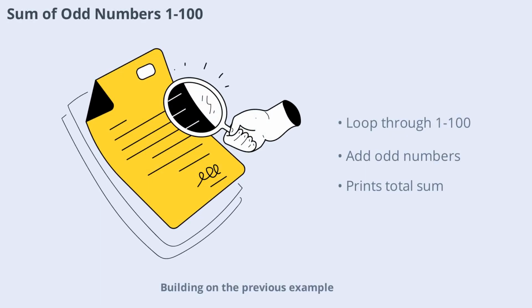Building on the previous example, let's calculate the sum of all odd numbers between 1 and 100. The logic is similar. Iterate through each number, check if it's odd, and if so, add it to a running total. At the end, the program prints the final sum. This exercise reinforces the concept of accumulators and how to use loops for aggregation tasks in Java.